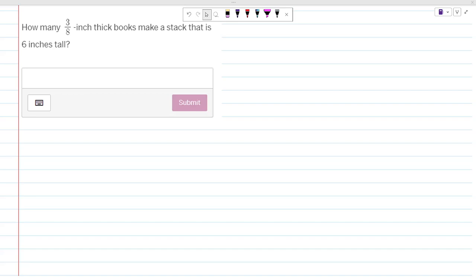So the first thing I'm going to do is write some equations that are going to help us think about this. First, let's write a multiplication equation to represent this problem. So we're wondering how many groups of 3/8 make a stack that is 6 inches tall. So we're wondering how many groups of 3/8 inch will give us 6 inches.